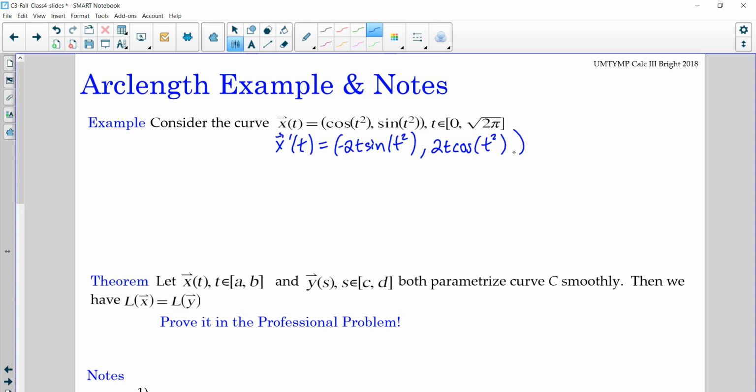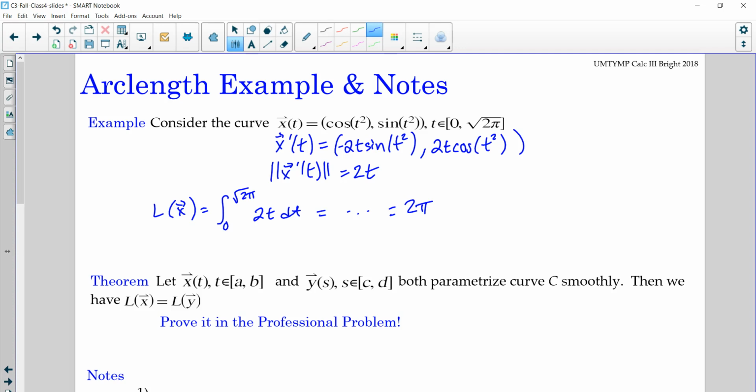And then it said, okay, compute the length of it. Okay, length of the derivative vector. You can pause the video and double check this on your own, but I got 2t. Okay, so then the length of the vector x here is going to be the integral from 0 to root 2 pi of 2t dt, and then some magic happens. Do the integral on your own, and you get 2 pi. That's kind of fun. Okay.